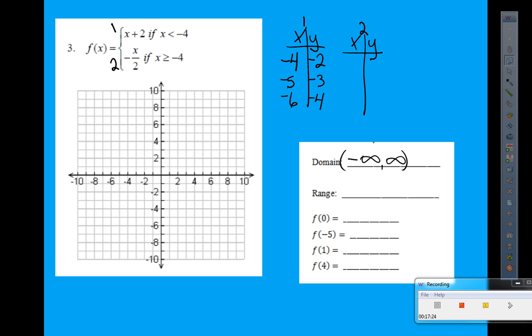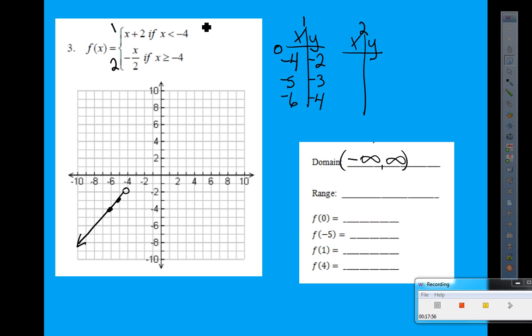Let's plot those things real fast. Hey, let's clean this up too real fast. Since this just says less than negative 4, open dot. So I've got negative 4, negative 2, open dot. Negative 5, negative 3, closed dot. Negative 6, negative 4, closed dot. Connect those. Put an arrow at the end, of course, to show the world that it goes on forever.